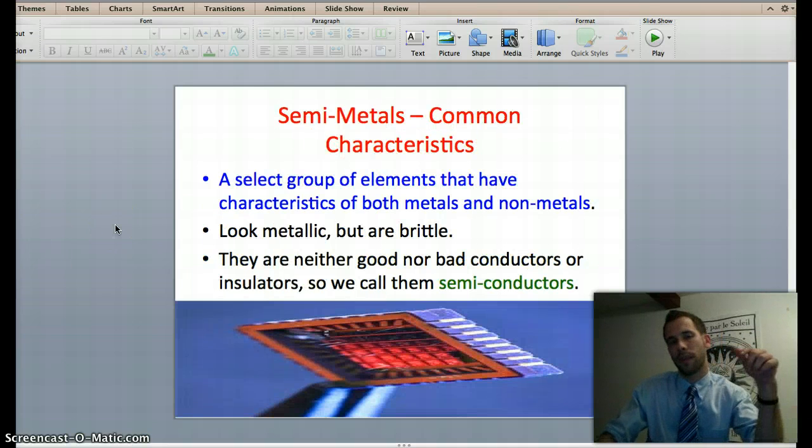The last group I want to talk to you about are the semimetals. And these are funky. They contain some characteristics of metals and some characteristics of nonmetals. So when you put them together, you get a few different things. They look like metals, but they're really brittle. They're easy to break. They're also just okay conductors of electricity.